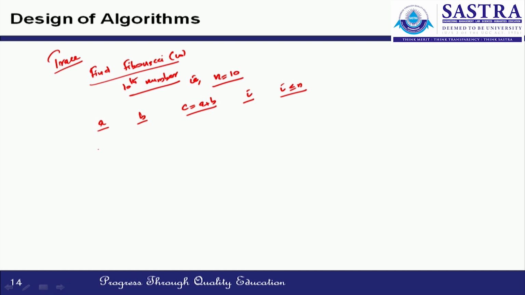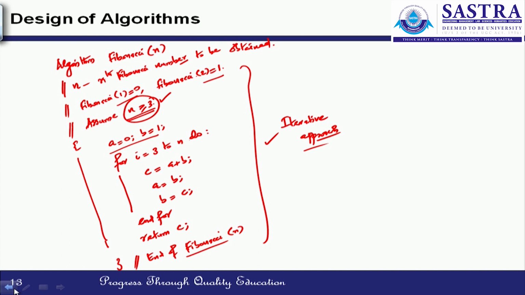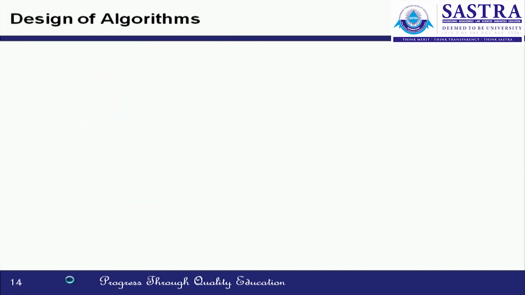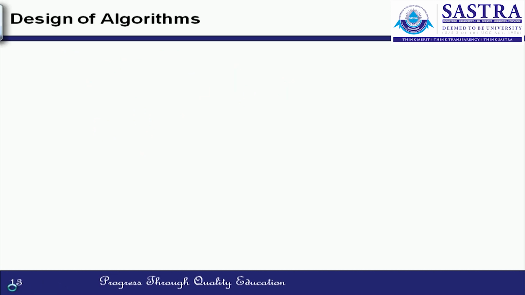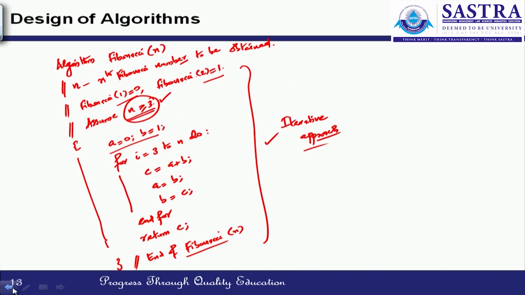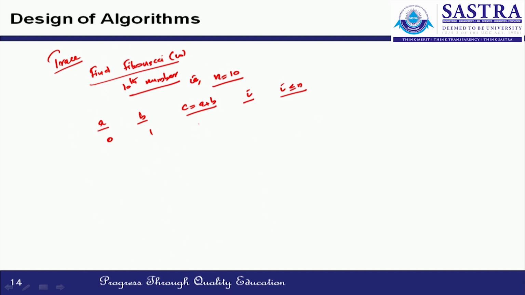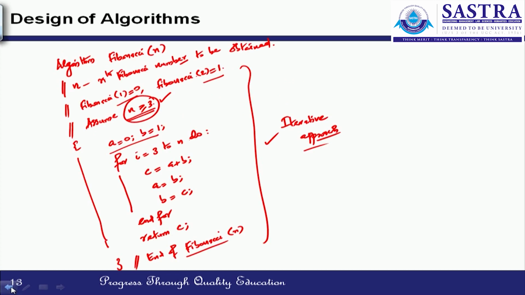Initially, what is the initial value of A and B? A is 0, B is 1. Before the control enters into the for loop, A is 0, B is 1, and for C is equal to A plus B and I less than or equal to n, put a hyphen. Now the control enters into the for loop.